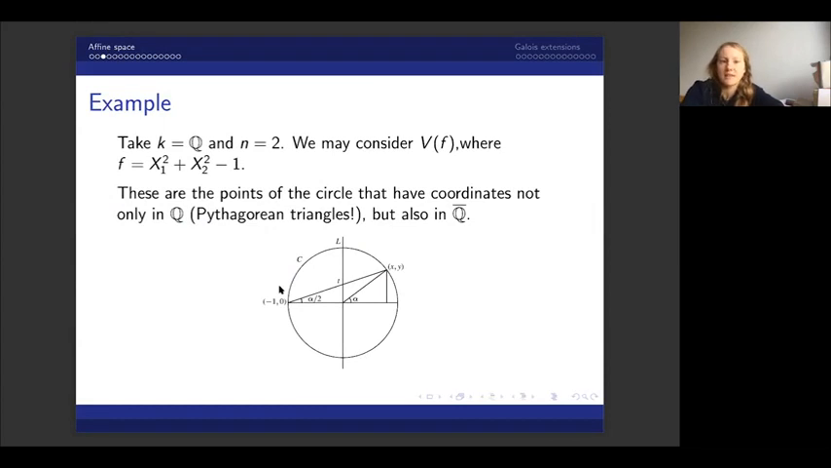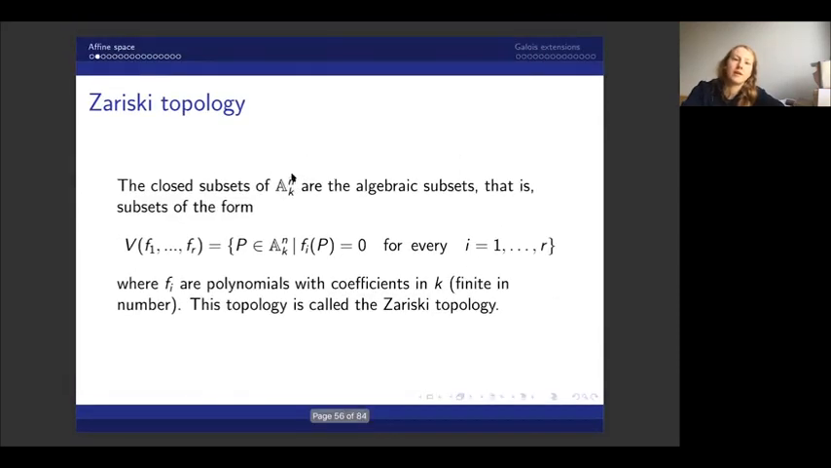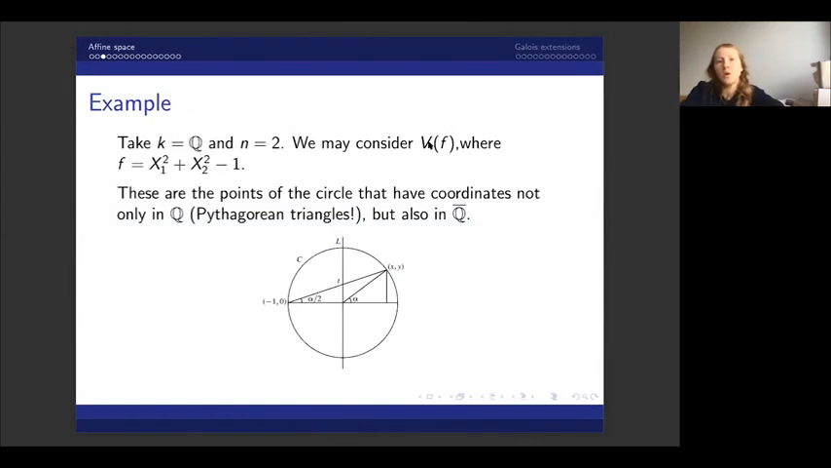Okay, so as I promised, examples, let's be concrete. Here K is the field of rational numbers, and we suppose that we live in a two-dimensional space, n equals 2. We may consider our algebraic set V(F), given by this equation, the solutions of this equation. These are the points of the circle that have coordinates not only in Q. This is what I was talking about last time: we had Pythagorean triangles, but also solutions in Q bar.